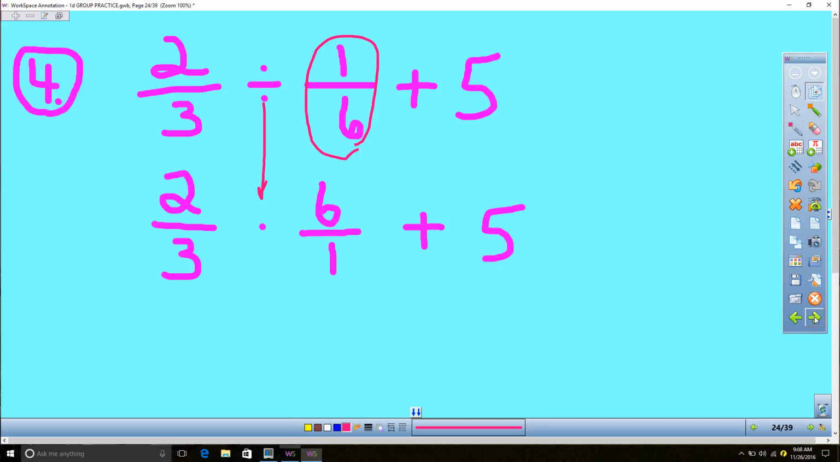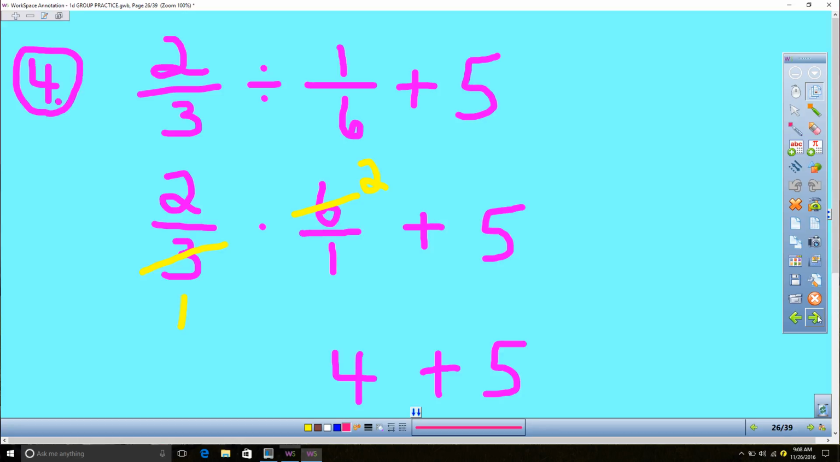Okay? And then, of course, to multiply, you just multiply straight across, but you always cancel if you can. So 3 will divide into both 3 and 6, and then I can multiply straight across, and so my final answer is going to be 9. A fifth example.